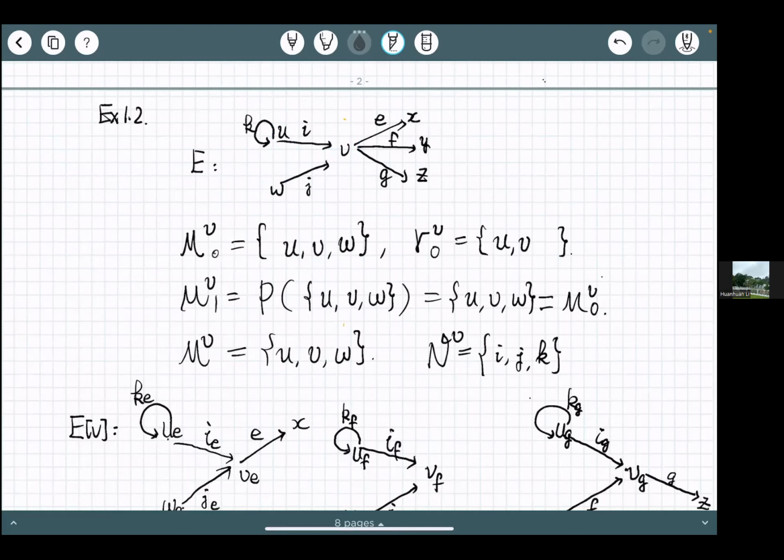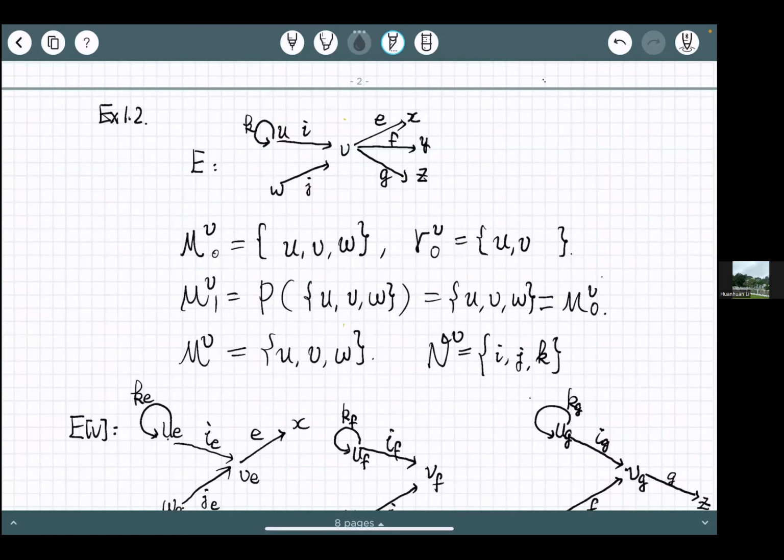And then in order to calculate the M1V, we need to calculate the R0V first. By the definition, we need to look at the vertices which are not V, so we need to look at U and W. We look at the edges starting from U and W, and we collect the ranges of them. So that would be UV again. So the R0V would be UV. Then M1V would be the predecessor of the union of this one and this one. The union is again UVW, and the predecessor of UVW is again UVW.